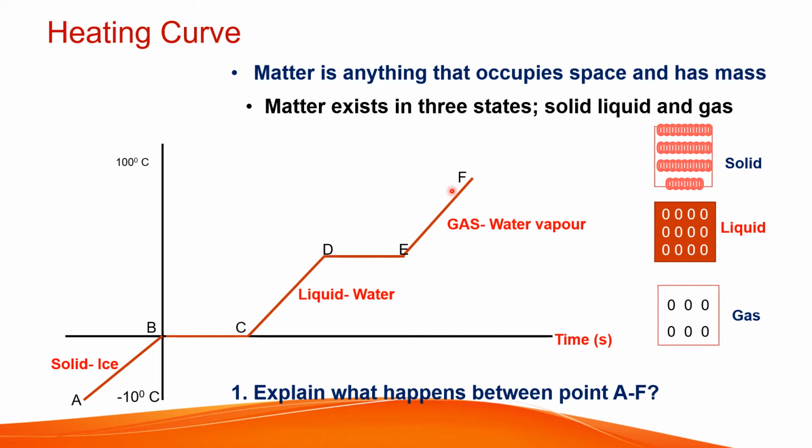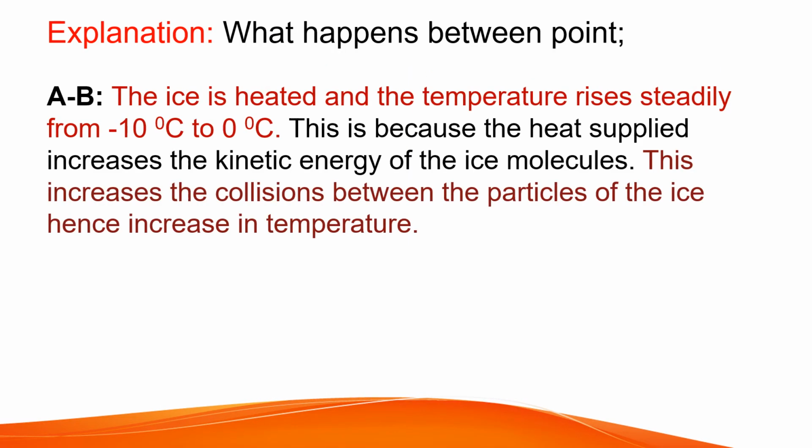So the chemistry behind the rise in temperature and the temperature remaining constant, that is now what you are going to discuss. So let's move on and discuss what happens between point A to B. We have said that there is a rise in temperature. Why? From point B to C, the temperature is constant. Why? Why have we not stated the state at point B to C? Why have we not stated the state at point D to E? Those are some of the questions that we are going to answer in this lesson.